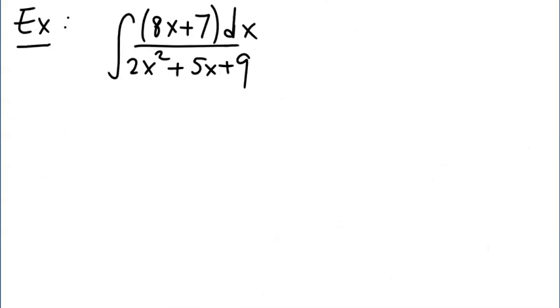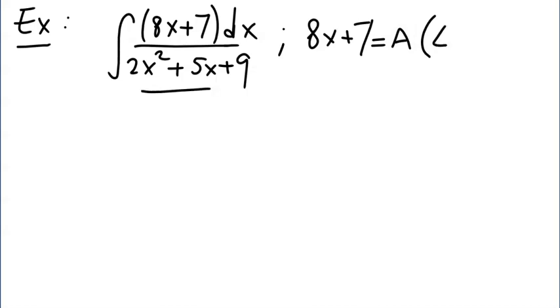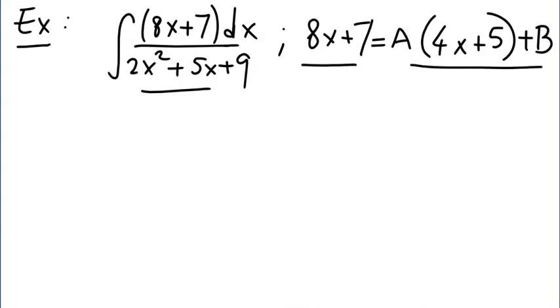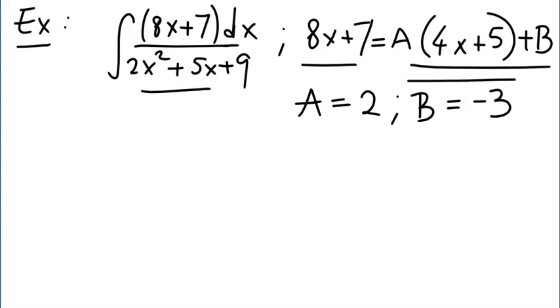integral. As an exercise, let's look at the following integral. Now, the first thing is to rewrite the numerator 8x plus 7 as a constant A times the differential of the denominator, which is 4x plus 5, plus a constant capital B. So by comparing the left-hand side and the right-hand side, we can determine the coefficients capital A and capital B. And that will turn out to be A is 2 and capital B turns out to be minus 3 if you do the algebra.